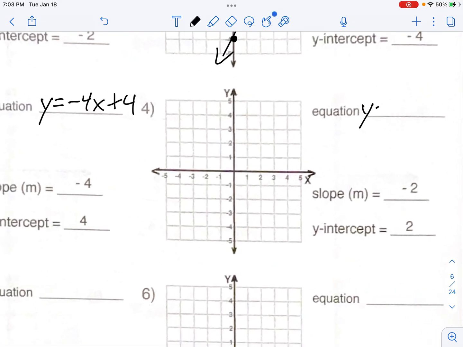Number 4, your slope is -2, so -2x. Your y-intercept is +2, so that would be your equation. Plotted at 2, and then your slope is -2 over 1. So -2 over 1, we're obviously going down 2 and right 1, down 2 and right 1. Then draw your line. We'll make that a little bit straighter. There we go.